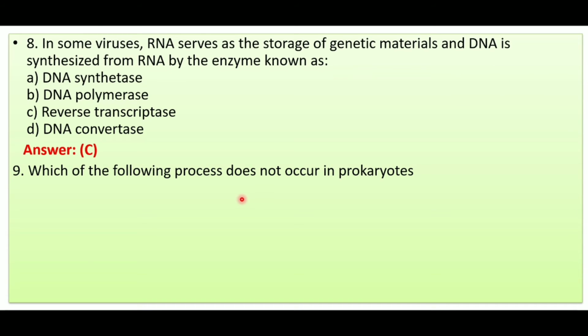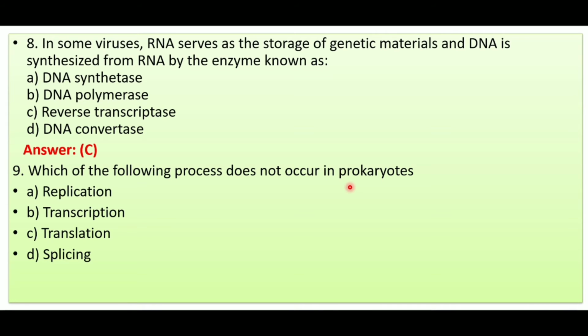Which of the following processes does not occur in prokaryotes? Replication, transcription, translation, or splicing. So the right answer is D, splicing, because splicing is the process by which introns are removed, but prokaryotes lack introns, so the splicing mechanism is not needed for prokaryotes.